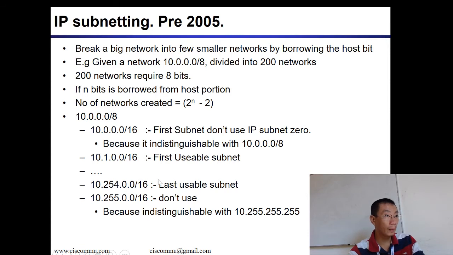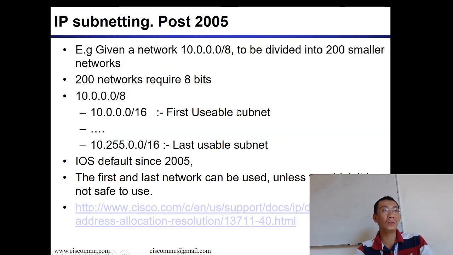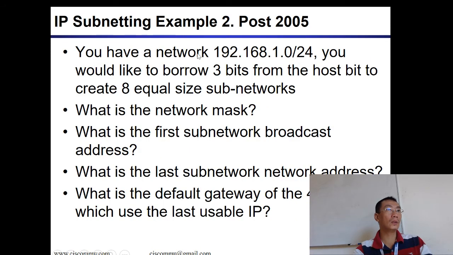Okay, so this is pre-2005, the default in the Cisco router. Before year 2005. After year 2005, you can use the first and the last subnet. There's a link here where you can click and you can see the reason and so on. Okay, so normally now we are post-2005. So you have a network, this one, you want to borrow 3 bits to create 8 equal-size subnets. What is the net mask?